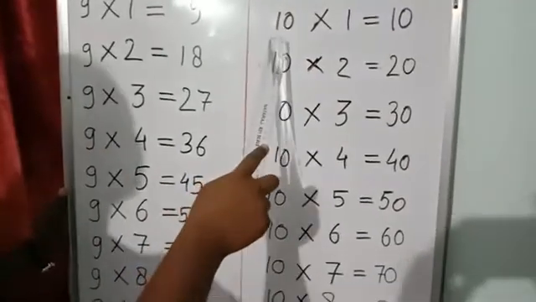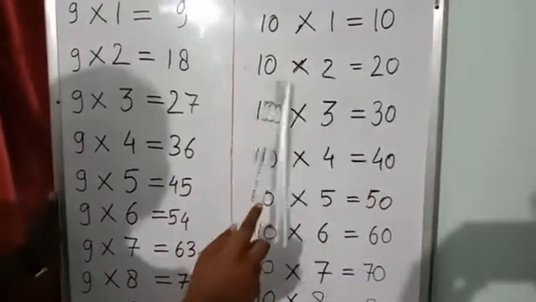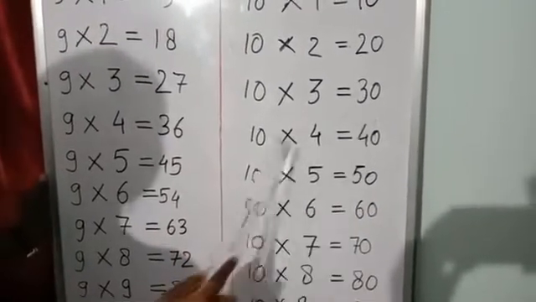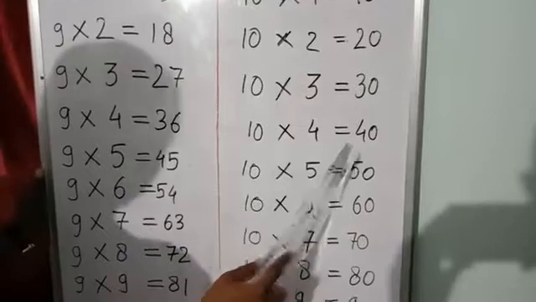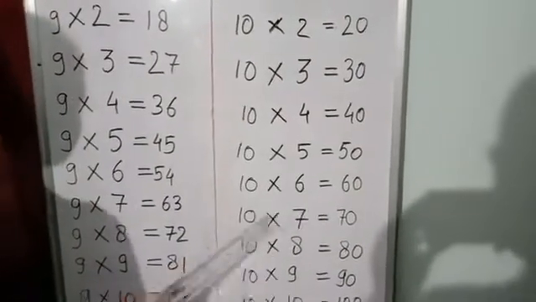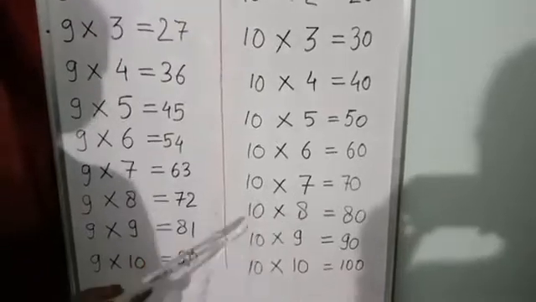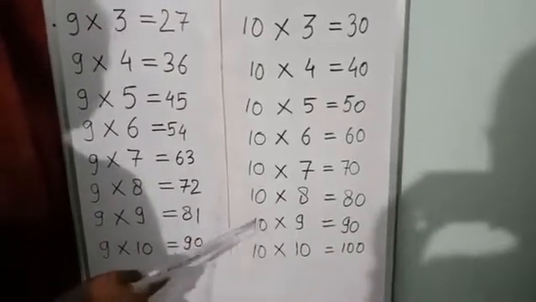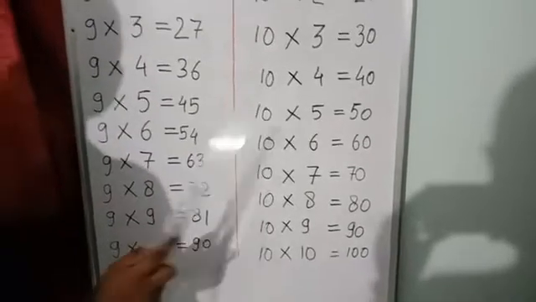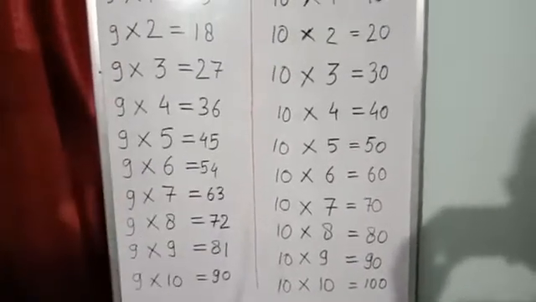Then 10 ones are 10, 10 twos are 20, 10 threes are 30, 10 fours are 40, 10 fives are 50, 10 sixes are 60, 10 sevens are 70, 10 eights are 80, 10 nines are 90, 10 tens are 100. Okay?